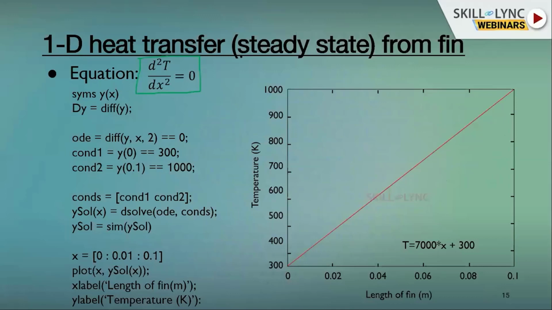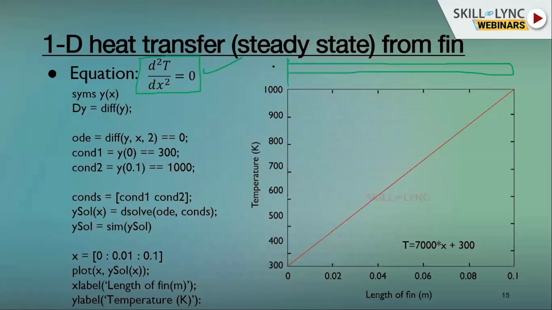Now the task is how we are going to solve this. And imagine you have to solve this multiple times, because each time you have to change the boundary condition. So again and again you can't solve this by hand. What we can do is use Matlab, to solve this equation and find out what the temperature distribution along the fin will be.